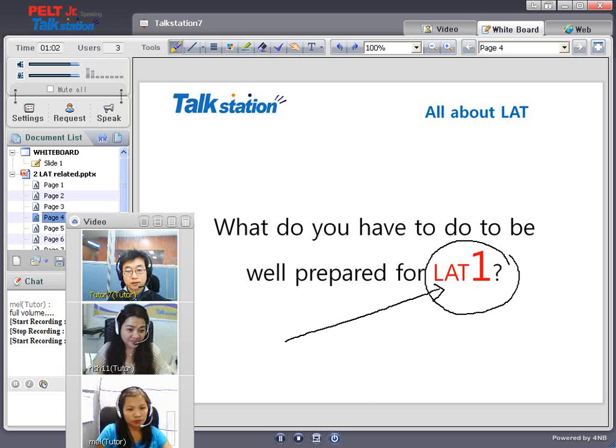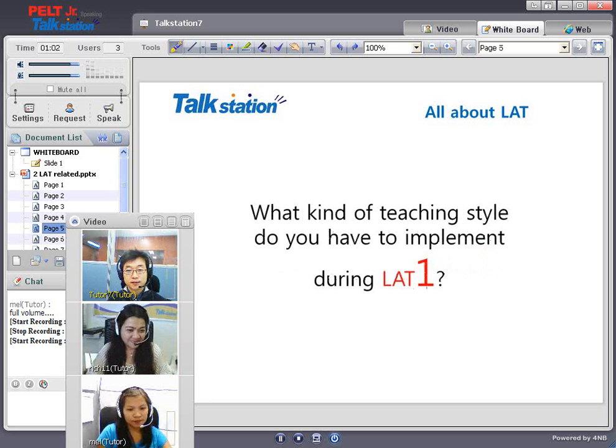Exactly. And this is the first time the tutor and the student meet, right? So trying to make a good first impression would be really nice. Okay. All right.